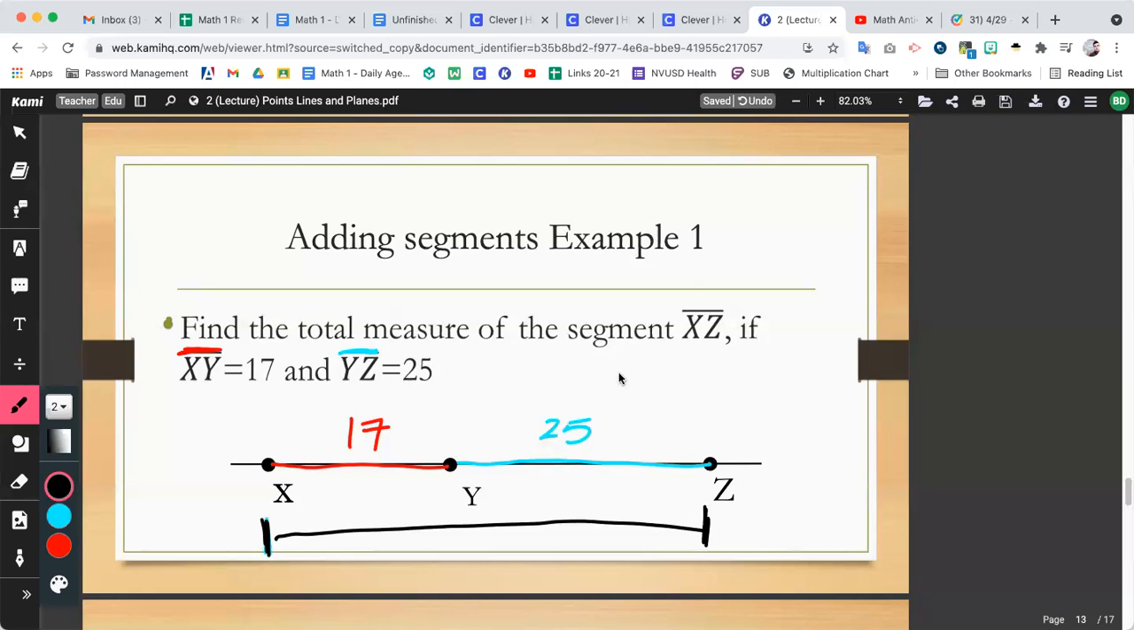Add. It's called segment addition, right? So we need to add together these 2 numbers. Again, this is exactly what we did right before this, okay? From X to Y is 17, from Y to Z is 25. So if I add those together, I'll get the whole distance from X to Z. So 17 plus 25 is going to give me 42. And that is the total space or length between X and Z. Okay, the measure of that line segment. Okay, kiddos at home, any questions on that first example?